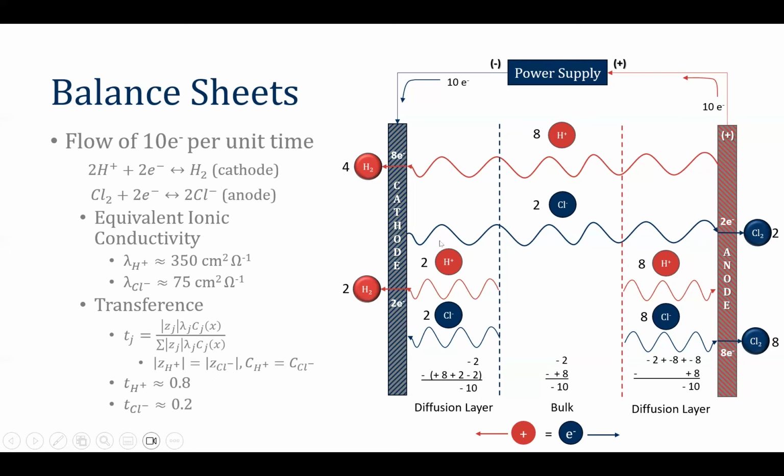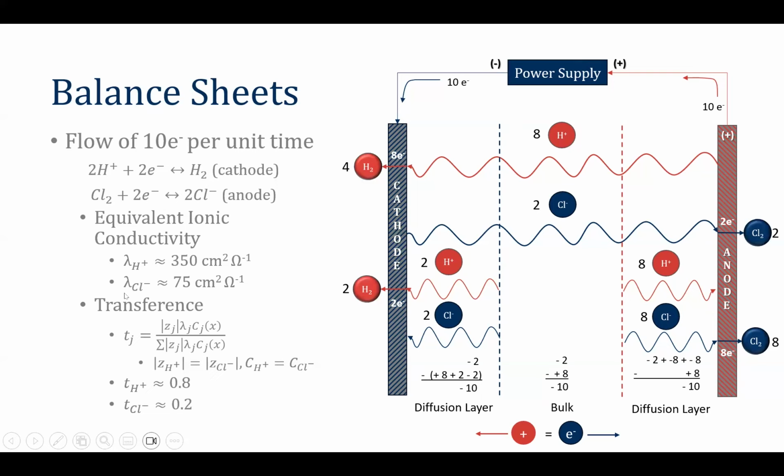Well, how can we get an idea of how much is migrating? We have to use the equivalent ionic conductivities. For hydrogen, that's 350 centimeters squared per ohm per equivalent. For the chlorine anion, it's 75 centimeters squared per ohm per equivalent. And so we've got these two reactions occurring. The hydrogen ions are going to hydrogen gas. The chlorine gas is forming two chlorine anions, or if we're oxidizing, we're going the other way, where two chlorine anions are being oxidized to chlorine.